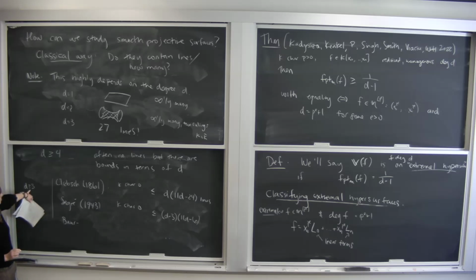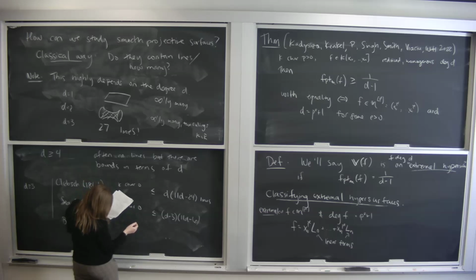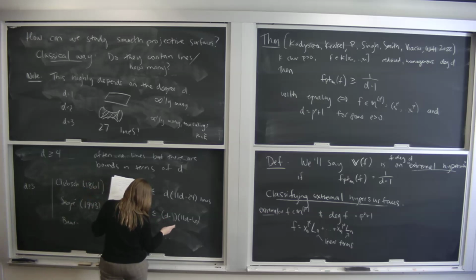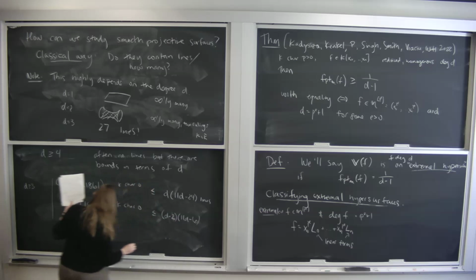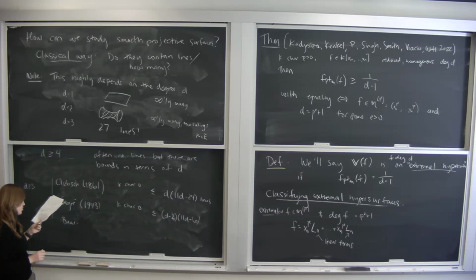Let me check. If D is 3, then I get... sorry, is this wrong? No, I think it's D minus 2 times 11D minus 6. So we can check if we get 27. D minus 2 it is. Maybe I wrote something down wrong, so maybe I should double check. Well, it doesn't matter. The last one I think will definitely be right. I multiplied it out.